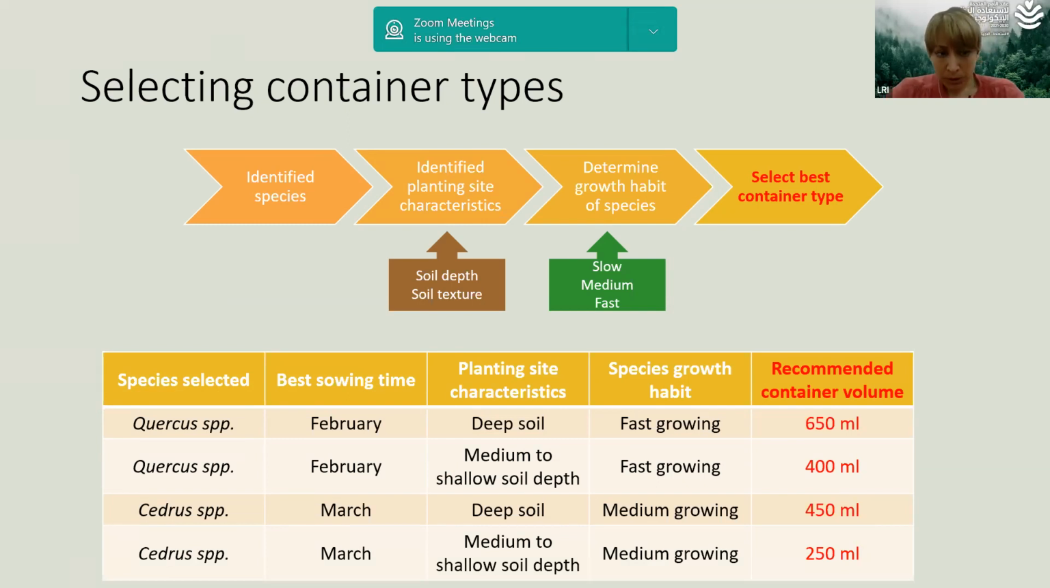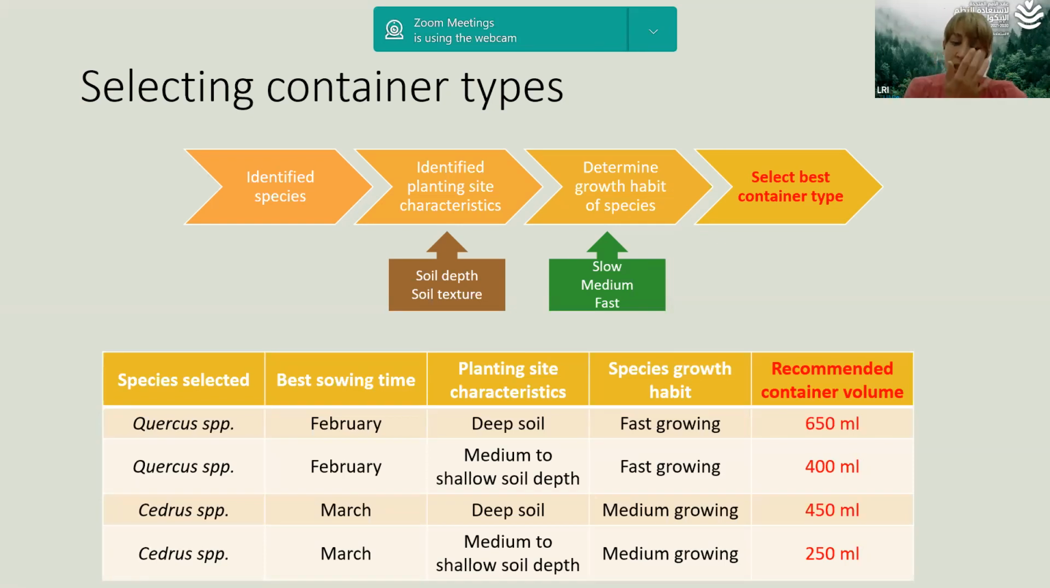Again, here I will use the example of citrus. Citrus has a medium growth rate and medium growth habit. And we could have two different types of soils. We could have a deep soil or a medium to shallow soil. If the soil is deep, we can use larger volume containers. If the soil type is shallow, we use smaller volume containers. So the seedling can adapt, and once it is outplanted, we won't have any mistakes during planting.